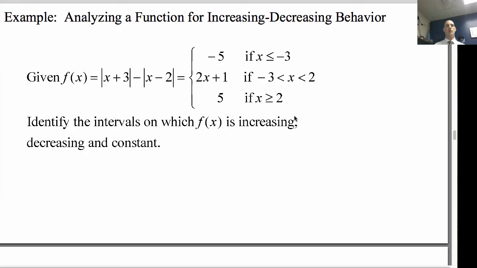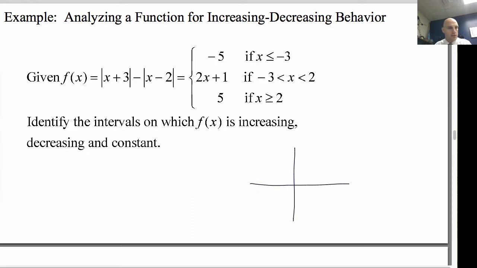Okay? Here's a piecewise function. So look, just check out what's going on here. You're like, oh my gosh, I don't know what's going on. This is a piecewise function, so it's defined by 3 different parts. Okay, so check this out. Here's our function, f of x equals the absolute value of x plus 3 minus the absolute value of x minus 2. So it's equal to, meaning this is what our function actually is. It's negative 5 if x is less than or equal to negative 3. It's 2x plus 1 if negative 3 is less than x is less than 2. And 5 if x is greater than or equal to 2.